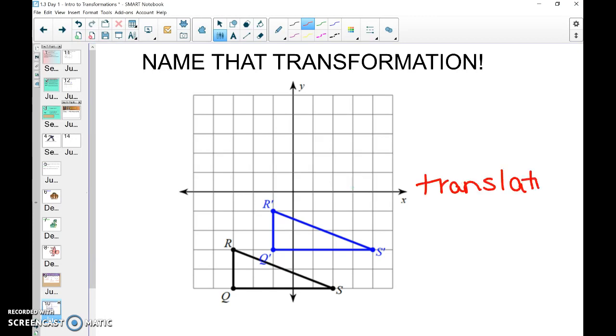It's not facing a different direction. It's not a different size. It's exactly the same shape and size, just moved across the graph. That's a translation.